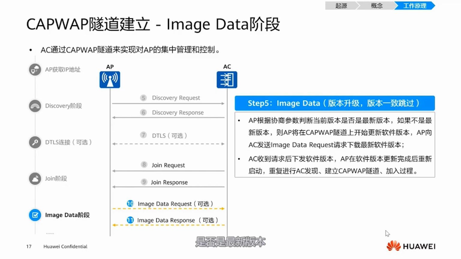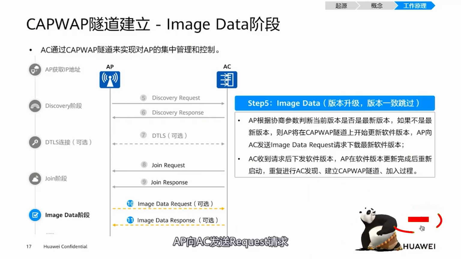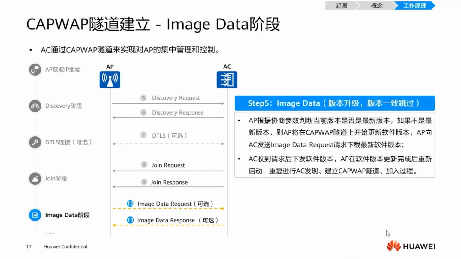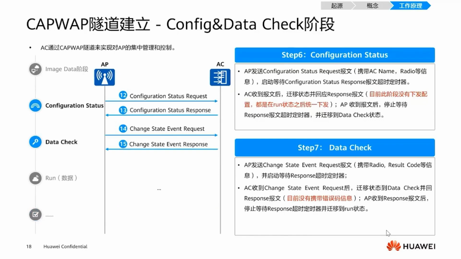Therefore, here, based on the negotiated parameters, determine whether it's the latest version. If it's not the latest version, then start the software upgrade. The AP sends a request to the AC to download the latest version. Then, the AP begins the software update, followed by a reboot. After rebooting, it repeats the AC discovery, establishes the CAPWAP tunnel, and the join process. This is the image data phase. If the versions are consistent, it directly skips the image data phase.